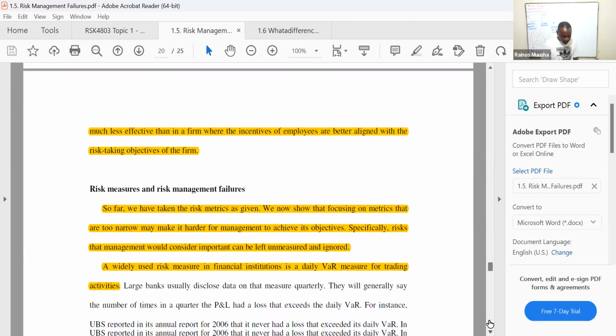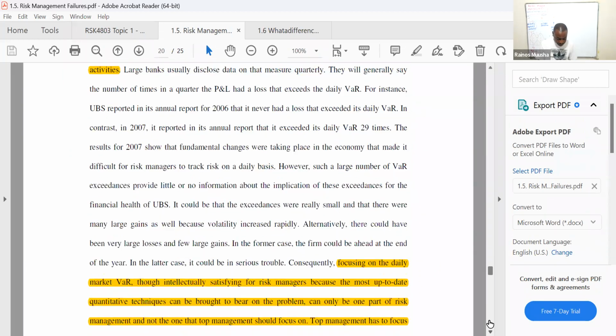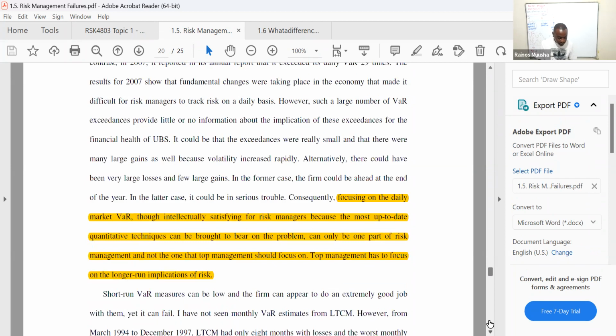And here they say, so far, we have taken the risk metric as given. We now show that a focus on metrics that are too narrow makes it harder for management to achieve its objectives. Specifically, risks that the management would consider important can be left unmeasured and ignored. A widely used risk metric in financial institutions is the daily value at risk measure for trading activities as well. So focusing on the daily market value at risk, though intellectually satisfying for risk managers, because the most up-to-date quantitative techniques can be brought to bear on the problem, can only be part of the risk management and not one that top management should focus on.